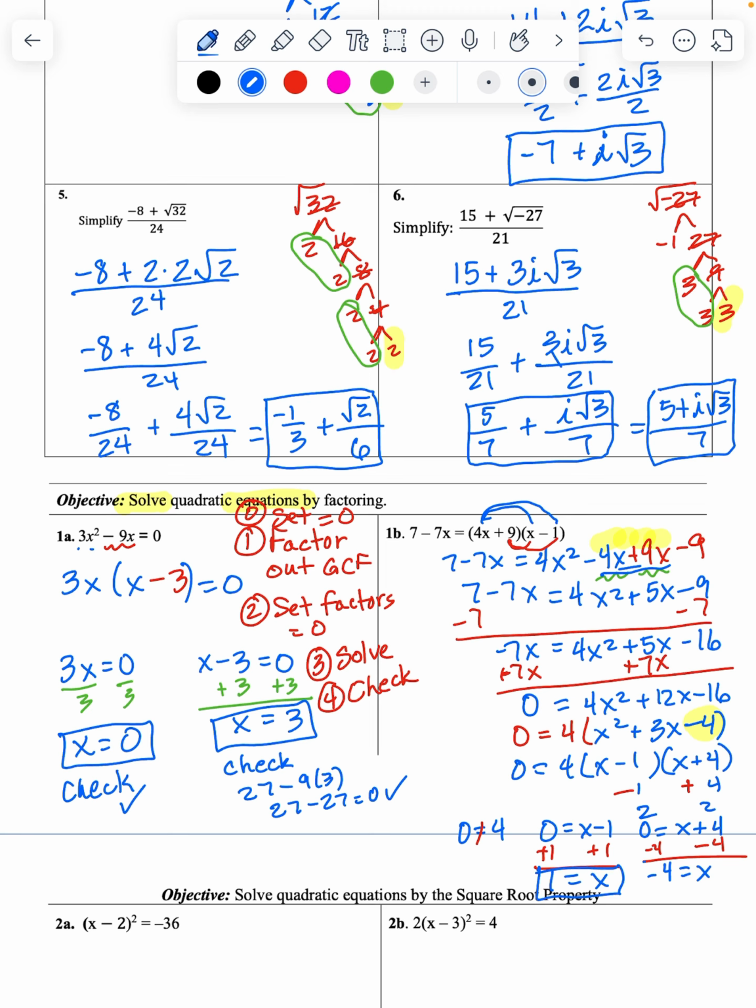So I should check my answers by plugging them both in one at a time to the original problem, making sure they make that equation true. But I am going to stop the video there so that it's a reasonable length, and I will do another video for the remaining examples.